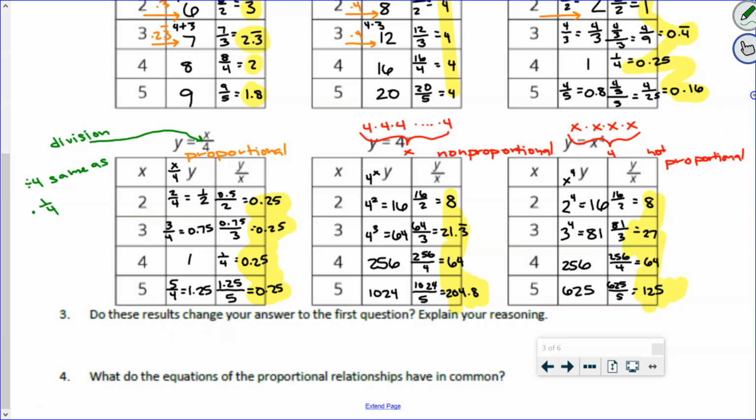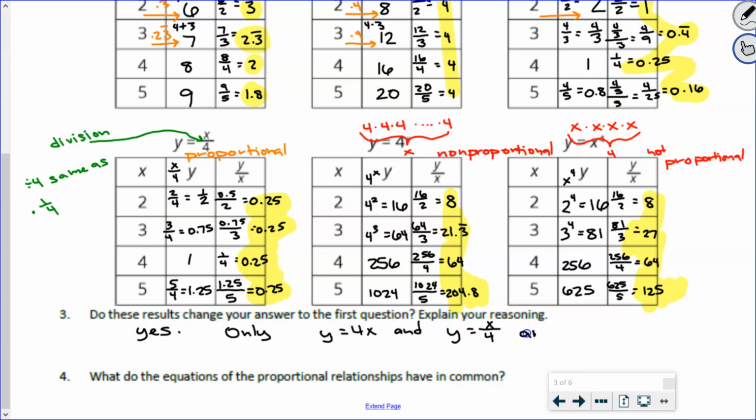Do these results change your answer to your first question? For most of us, I'm going to go ahead and say yes, they do. Only y equals 4x and y equals x divided by 4 are proportional. Here's a hint. Only the ones with multiplication worked.